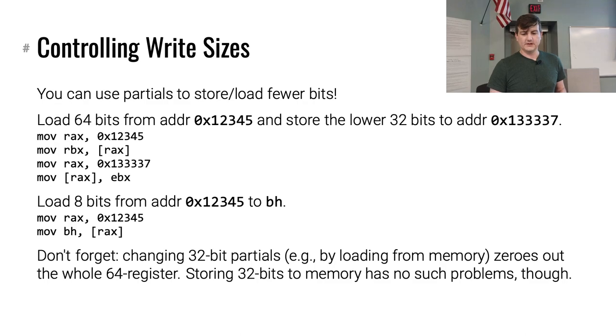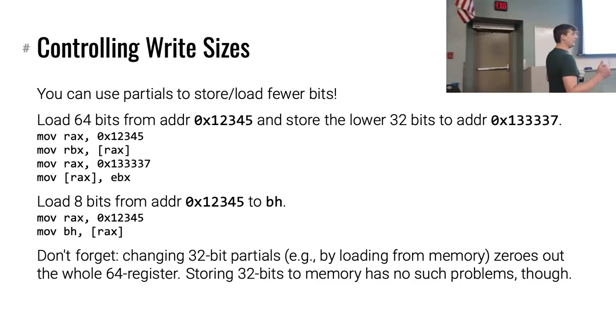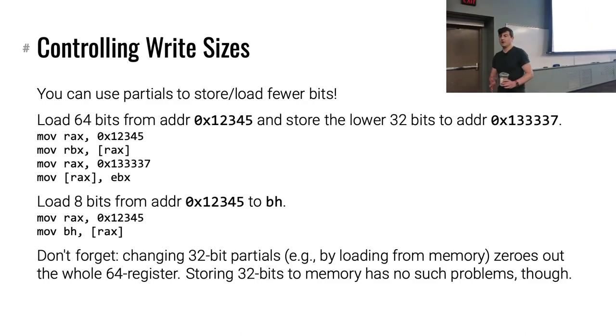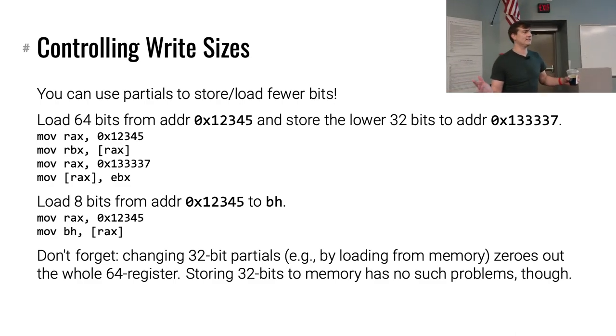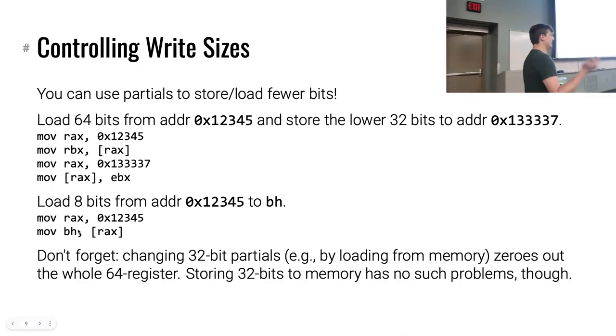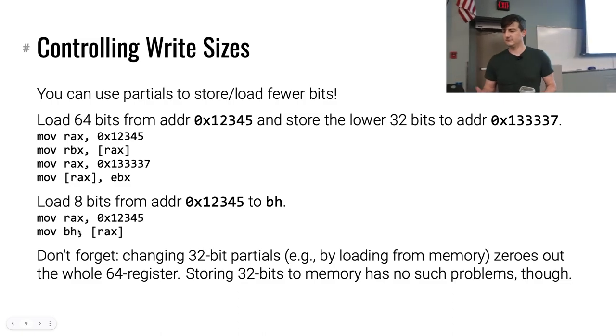Cool, okay. So on the size of the writes, we can control now that we can write at the minimum 1 byte, at the maximum 8 bytes into memory. And depending on what we use as our source or destination register, that controls what we read or write. Cool?